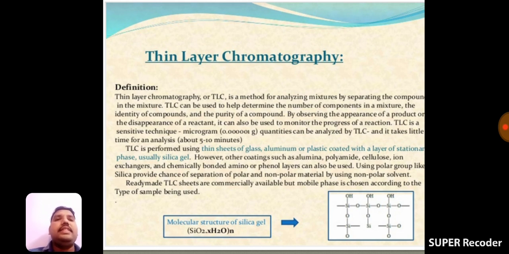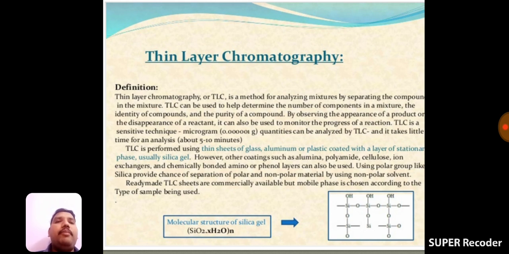TLC is a sensitive technique. That means quantities in micrograms, 0.000001 grams, a very small portion, can be analyzed by TLC. Micrograms of substances are also analyzed by thin layer chromatography. And it takes little time for an analysis, about 5 to 10 minutes. It is a short time, within only 5 to 10 minutes we analyze that substance.